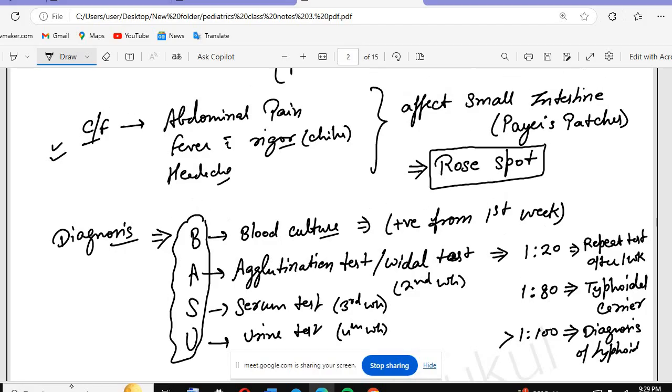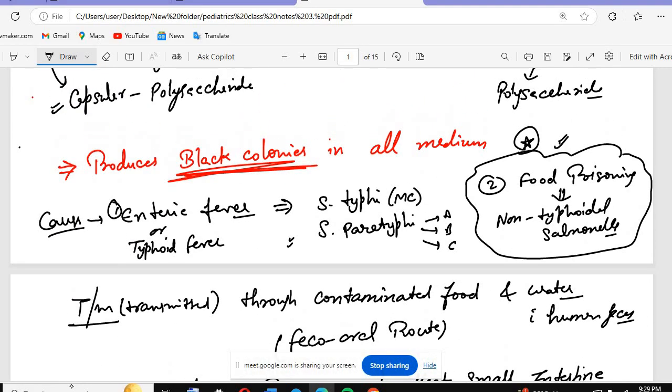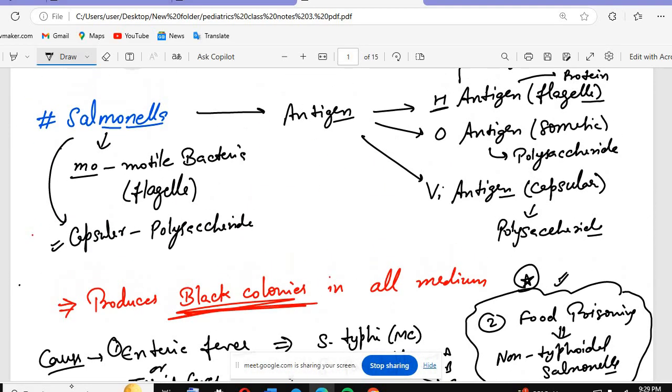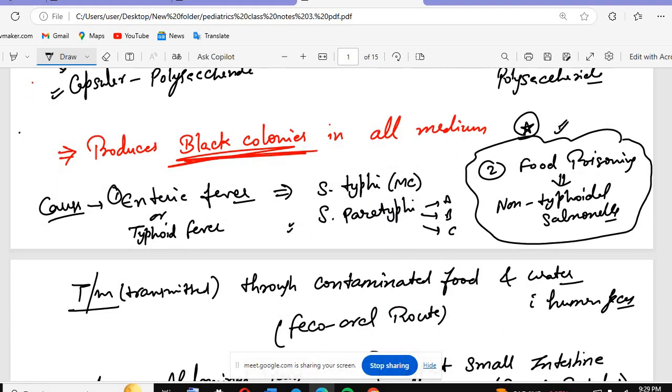Okay, so what we have discussed is Salmonella. It is a motile bacteria and it has capsules. The capsules are made of polysaccharide. They have three antigens: H antigen, O antigen, and the Vi antigen. The Vi antigen is the capsular antigen. They produce black colonies in all the media. This is a very important keyword you have to remember. And what will they cause? They will cause enteric fever.